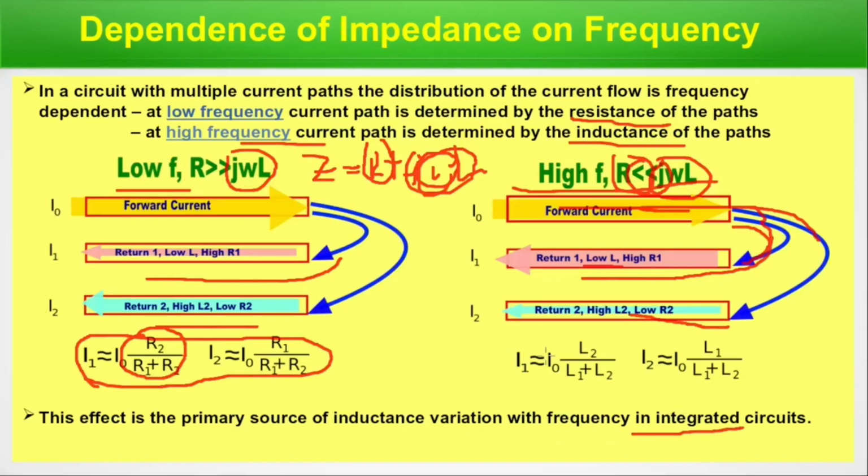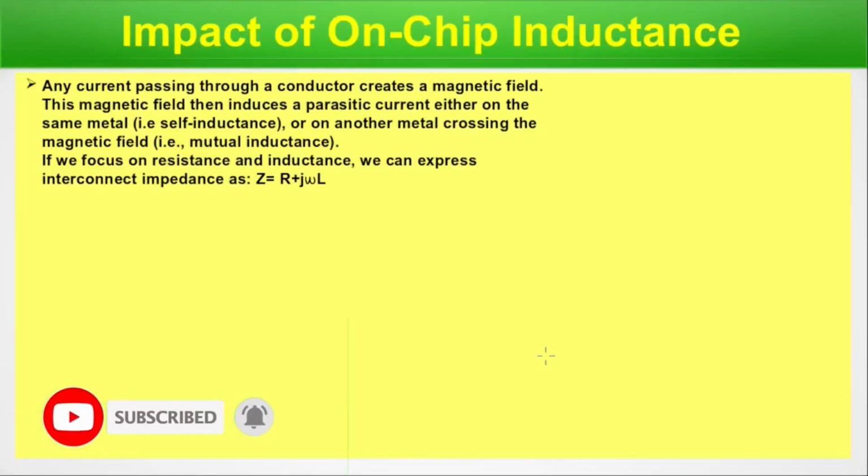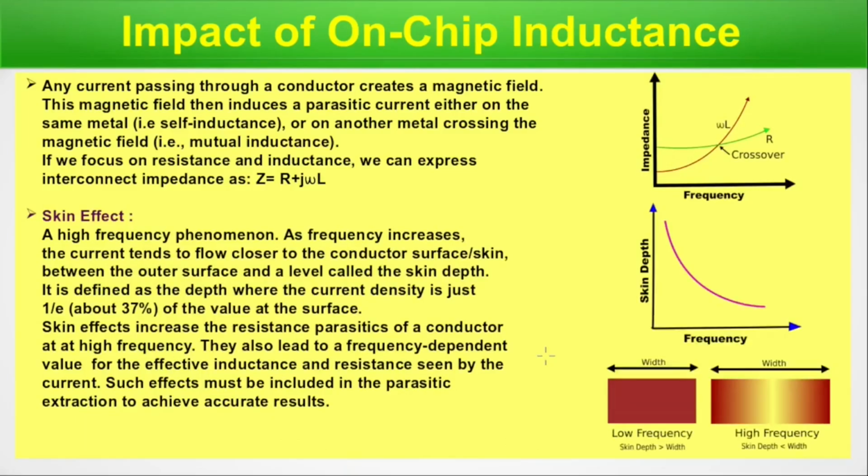So now let's move to the next slide. Impact of on-chip inductance. Any current passing through a conductor creates a magnetic field. This magnetic field then induces a parasitic current either on the same metal, that is self-inductance, or on another metal crossing the magnetic field, that is mutual inductance. And if we focus on the resistance and inductance, we can express interconnect impedance and just see the impedance. The omega L part is increasing like that and R is increasing like that with frequency.